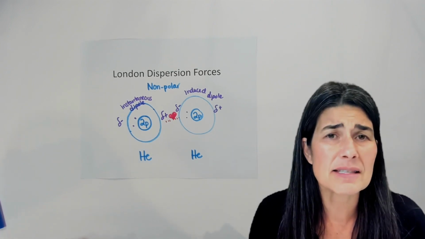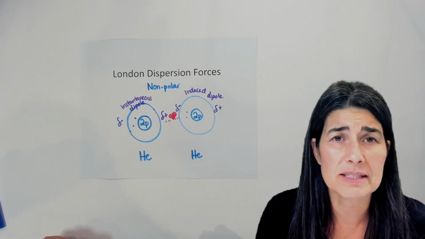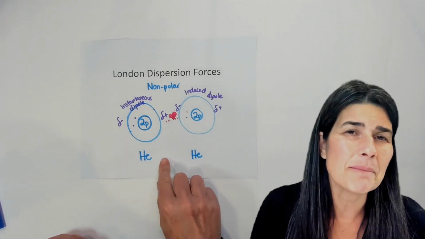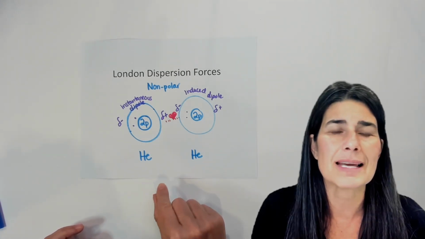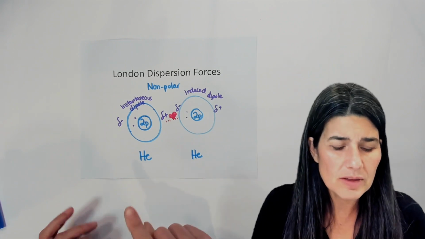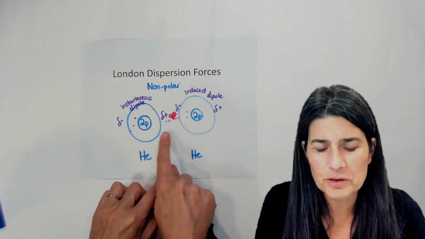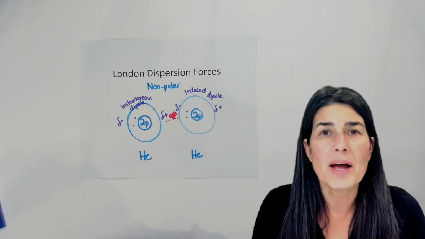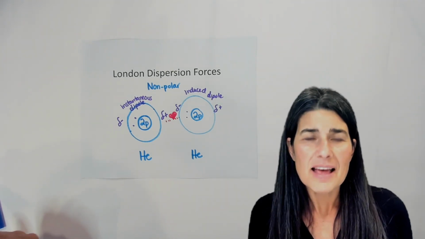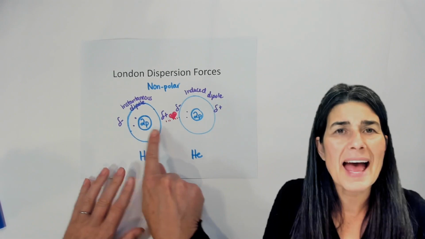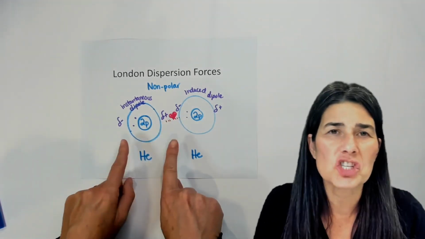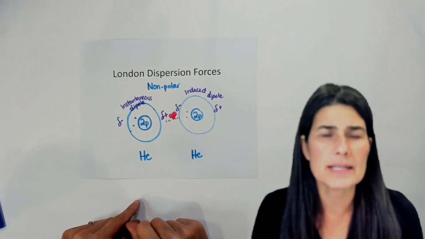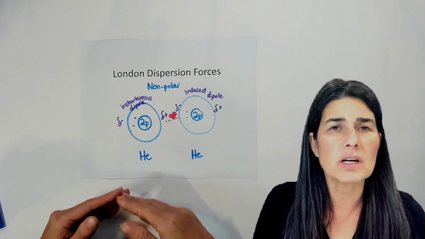Now, the last thing I want to talk about before we do some examples is how can I make London dispersion forces even stronger? So the thing is, helium has a very, very weak attraction to other helium atoms. That's why, again, it's a gas. But what if we didn't have 2 electrons that we can shift to one side for an instant? What if we had 4 electrons?